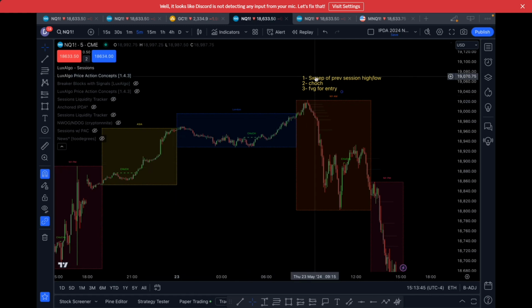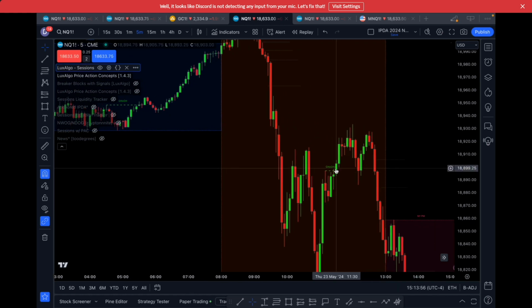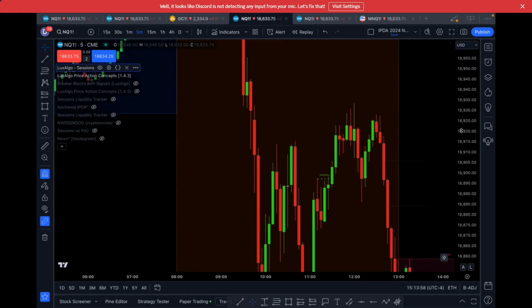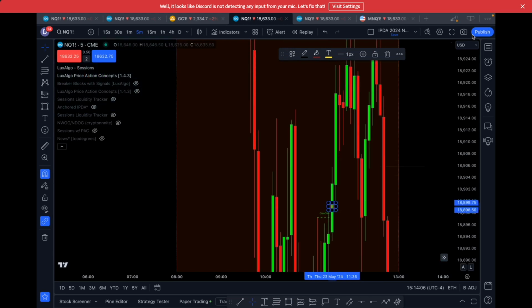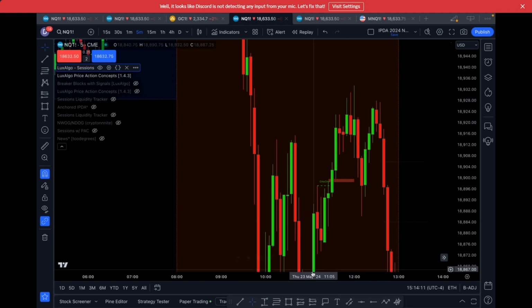So, sweep of previous session low. Step 2, charge. We have a bullish charge. Step 3, we wait for FPG. Do we have an FPG? Yep, right there. Of course, it's not showing because we mitigated it right there, but there's a small FPG, right? See it? Right there. Okay. So you will enter at this candle, the charge candle. This is the charge candle. You enter right there.